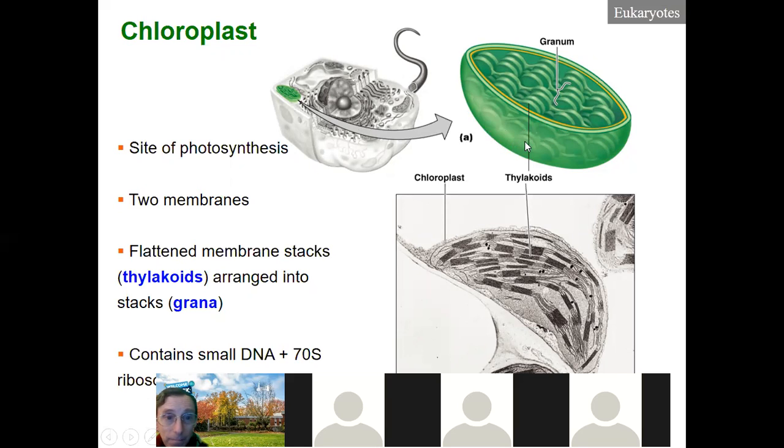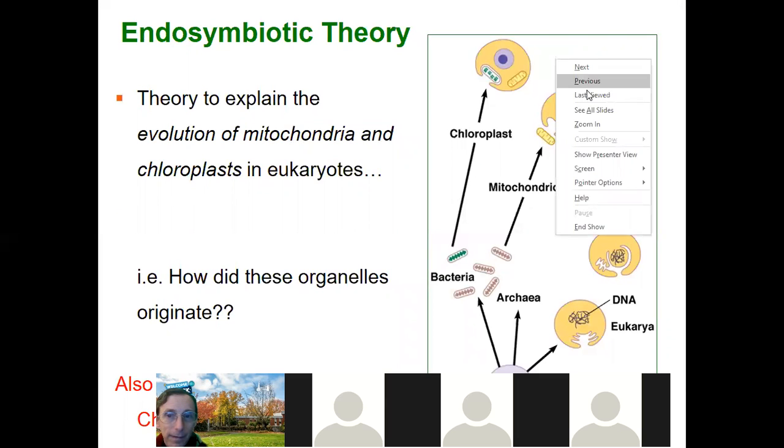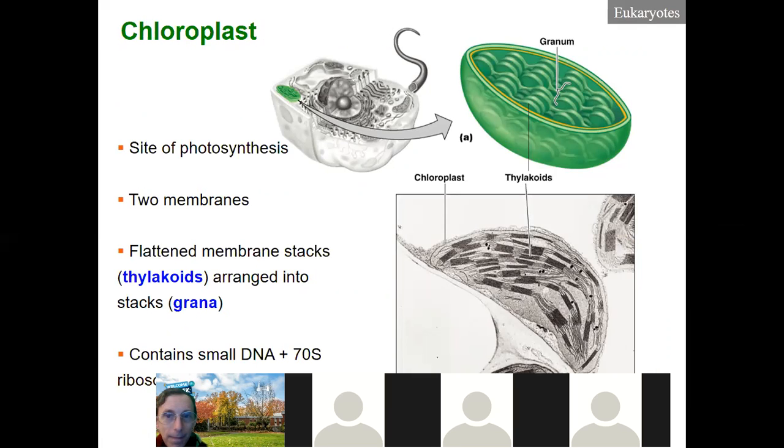Once again, the chloroplast has two membranes, an outer membrane shown in green and yellow here, and then an inner membrane which is highly folded, much more so than the mitochondria. I can't get that out of there. I'm going to get rid of that. There we go.